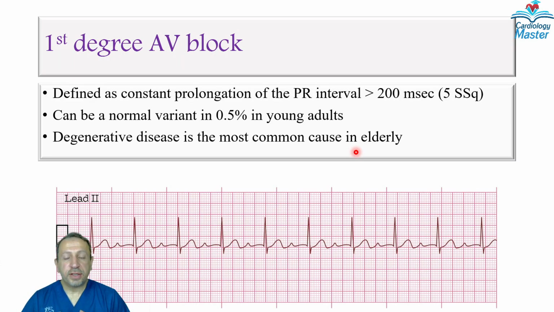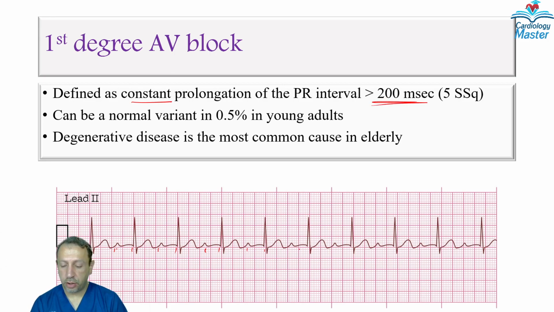What is first degree AV block? What's the definition? The definition of first degree AV block is a constant prolongation of the PR interval. So you can notice here that the PR interval, from the beginning of the P wave to the Q wave, is constant. This is the PR interval, so it is constant. Wherever you go through the ECG, it is a constant PR interval, but it is more than 200 milliseconds.